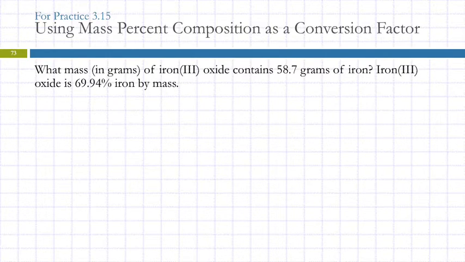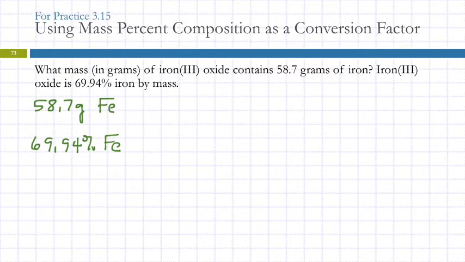So let's do an example with this. What mass in grams of iron 3 oxide contains 58.7 grams of iron? Iron 3 oxide is 69.94% iron by mass. Well, let's write down the numbers. We've got 58.7 grams of iron, that's Fe, and we've got 69.94% iron. And what are they asking us for? Grams of iron 3 oxide.